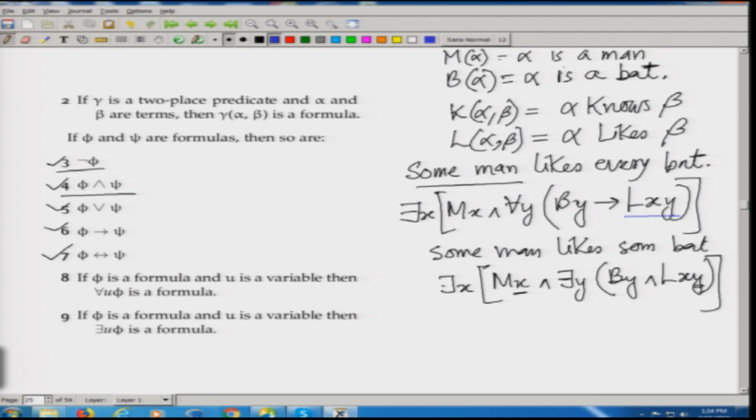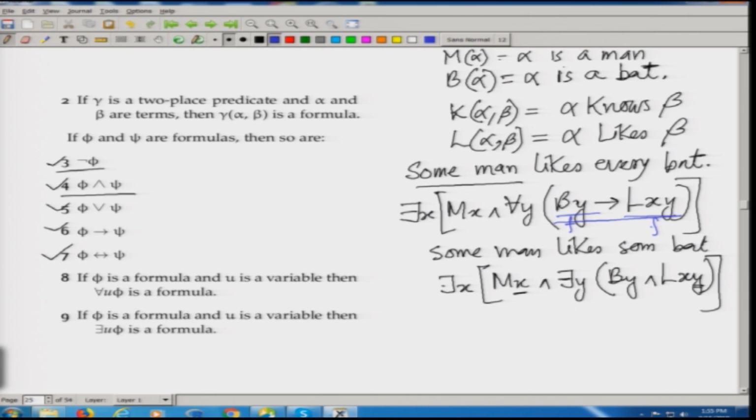LXY is definitely grammatically correct, because L is a two-place predicate, and X and Y are individual variables. So they can combine. L requires two variables, since it is a two-place predicate. This is fine. Is BY fine? Of course, because B is a one-place predicate and Y is an individual variable. So they unite and then you have BY. Because this is a formula and also this is a formula, this implies this is also a formula. So we have justified this much.